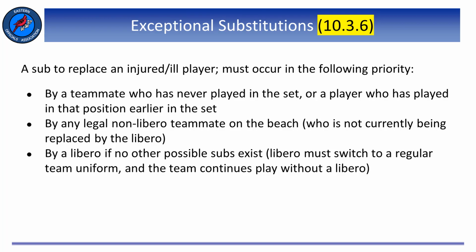If neither of our first two options are feasible, our last choice would be to allow the Libero to replace the injured or ill player if no other possible exceptional substitutions exist. If this is what happens, the Libero must switch to a regular team uniform and the team continues play without a Libero for the rest of the set.